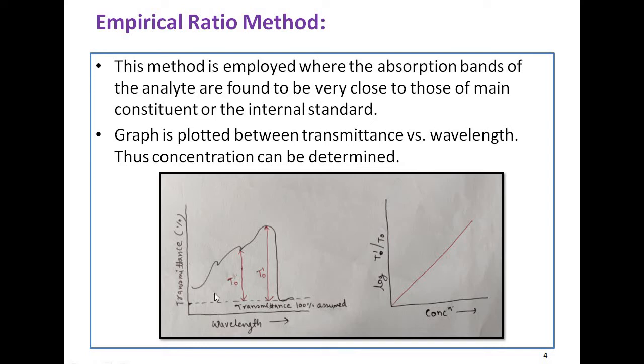So if we see this graph, which is wavelength versus transmittance, as we all know the IR peaks are upside down. If we consider this peak, the absorbance is maximum here, so the transmittance is less here. But for this same peak, at this point the absorbance is less and the transmittance is high. So we can take both of these values in log form versus concentration, and then we can get a straight line curve which is used to determine the concentration of the compound.